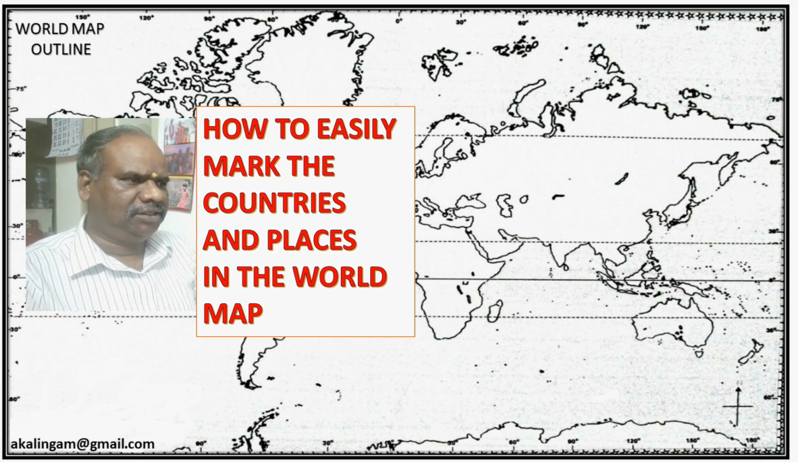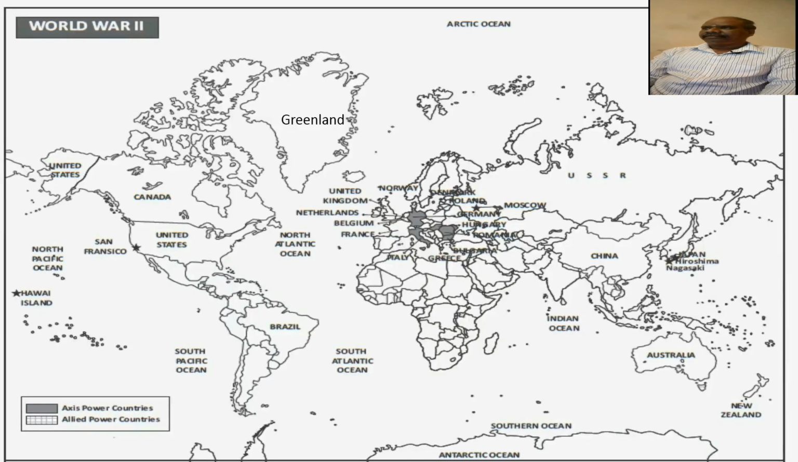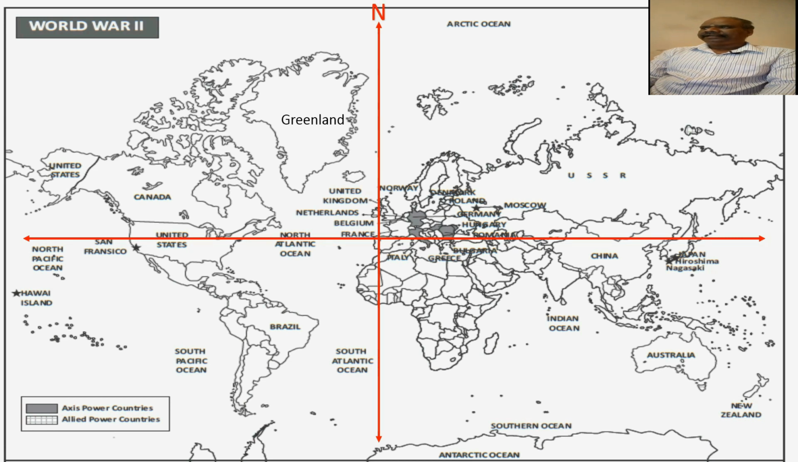One easy method to understand the countries and places is the sort out method. The countries and places are sorted out according to their direction. First of all, you take a world map outline and mark the places as they are. Then you draw a plus symbol and write directions.